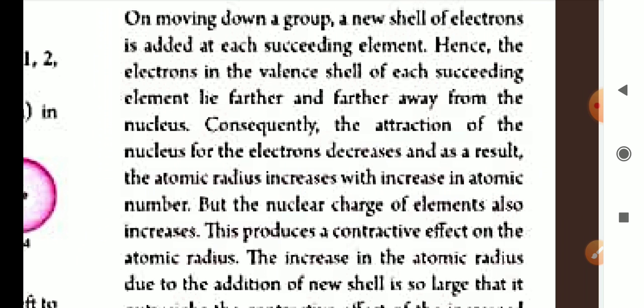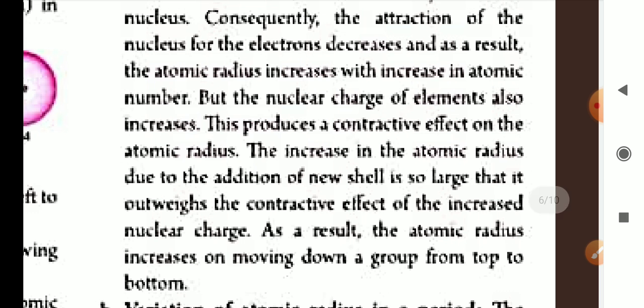Hence, the electrons in the valence shell of each succeeding element lie further and further away from the nucleus. Consequently, the attraction of the nucleus for the electron decreases, and as a result the atomic radius increases with increase in atomic number. But the nuclear charge of elements also increases. Nuclear charge means the number of protons increases. That's why the charge in the nucleus, positive charge, is also increasing.